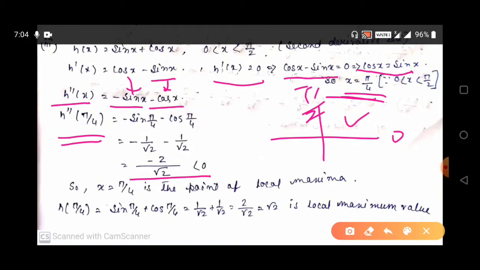Whenever h double dash of pi by 4 is less than 0, that means pi by 4 is the point of local maxima. Whenever it is less than 0, it is the point of local maxima. Now to find the local maximum value, we have to find h of pi by 4, which is root 2. So root 2 is the local maximum value.